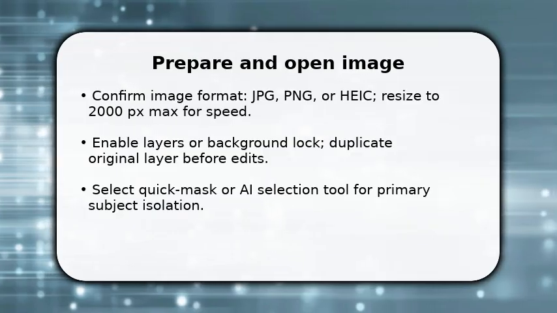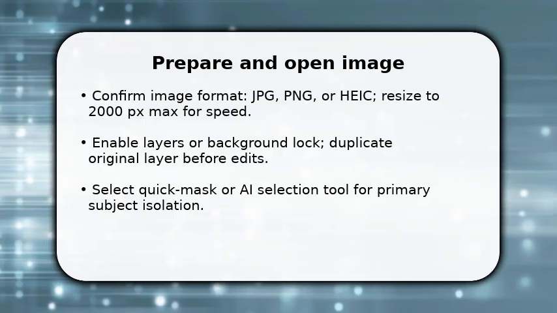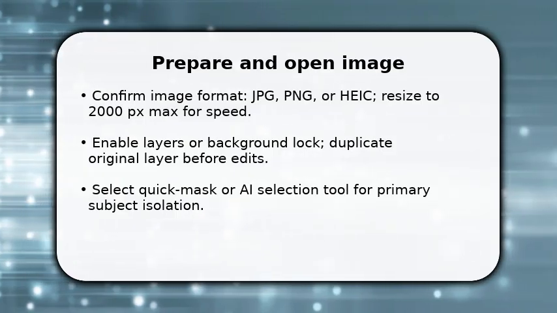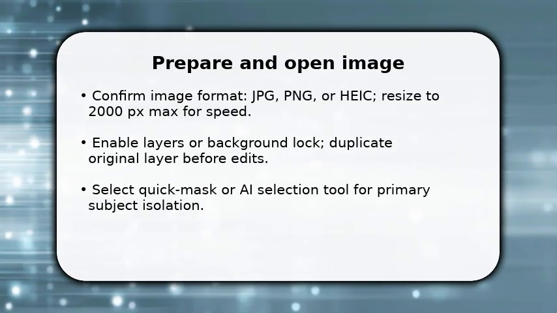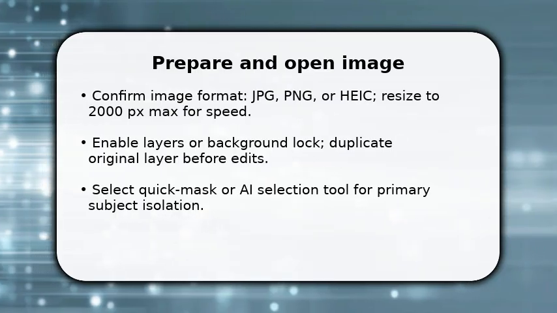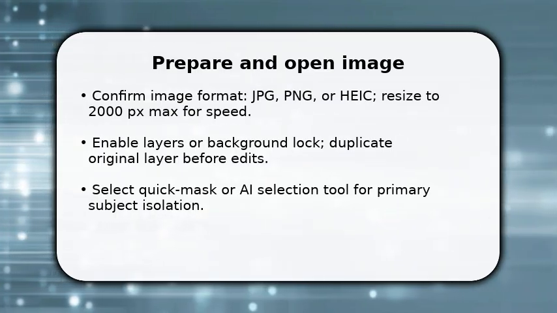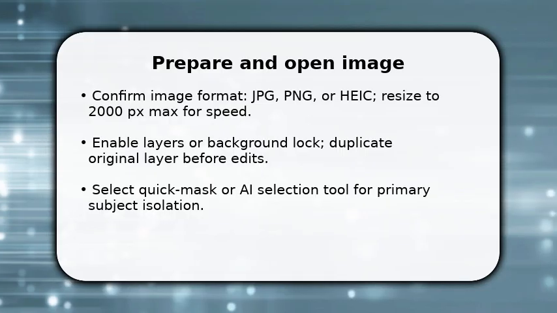You start by opening the editor and loading your photo. Make a duplicate layer immediately so you keep the original intact. Use the quick mask or the AI subject selector to isolate the person or object. This saves hours of fine-tuning.